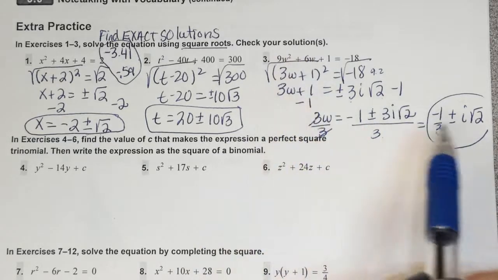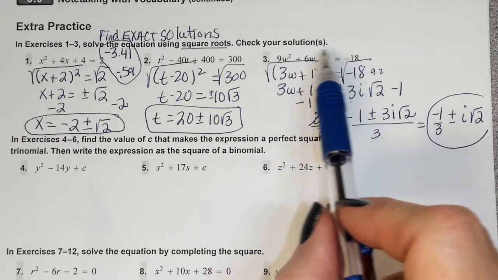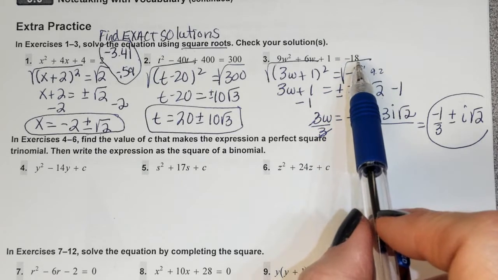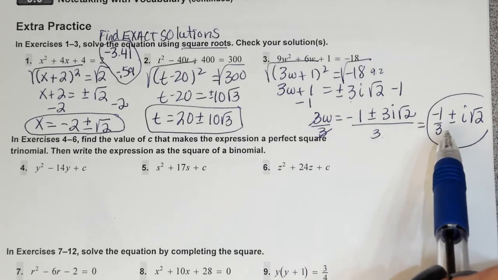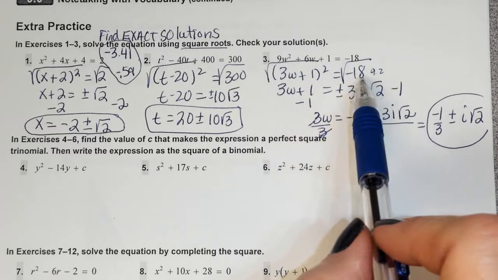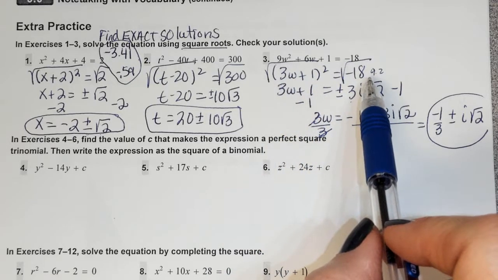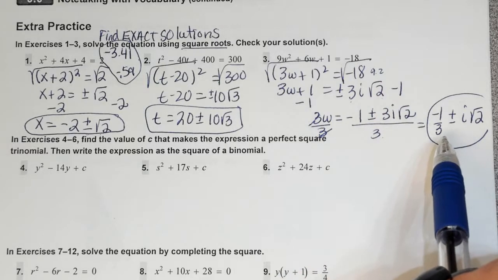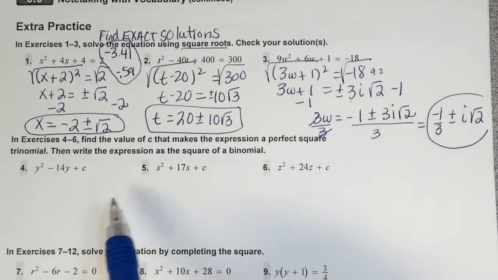What that tells me when I get an answer like that is that this right here can never equal negative 18. That's why I got that imaginary answer. Doesn't it make sense that something squared will never equal a negative number? So that's the reason why we had to have an imaginary number, because that cannot happen.